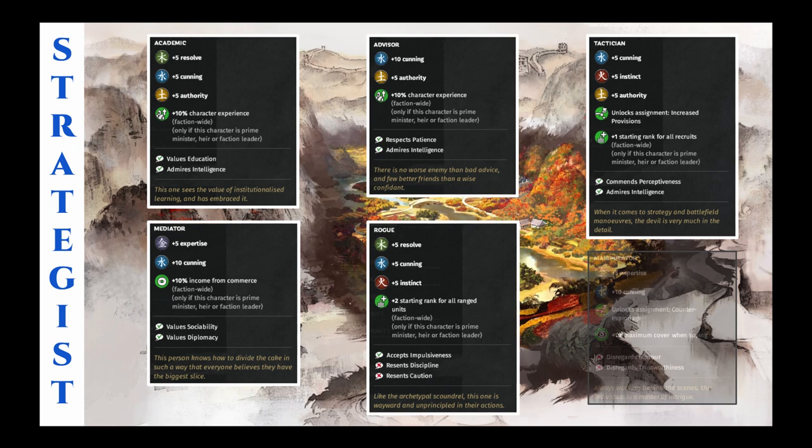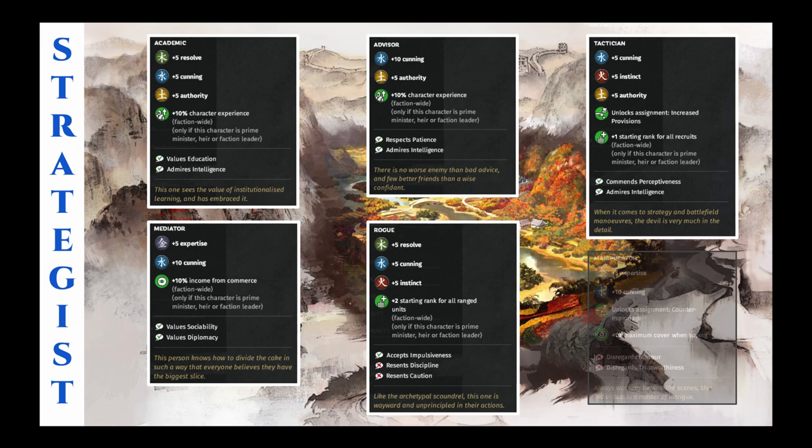I think it's super lazy on the part of developers to use the same boost here. So let's move on to the Tactician, which adds 1 starting rank to all new recruits. This is just average, as we had a bonus that added 2 ranks and we didn't think highly of that one either. Next we have the Mediator, which adds 10% to commerce income. This is not as good as the 15% to industry income we had earlier, because not only are industry income base values much higher, the multipliers for industry income are also harder to come by when compared to commerce income. So lastly, we have the Rogue background, which adds 2 ranks to all range units. This is another average bonus, so overall none of these bonuses really stand out.